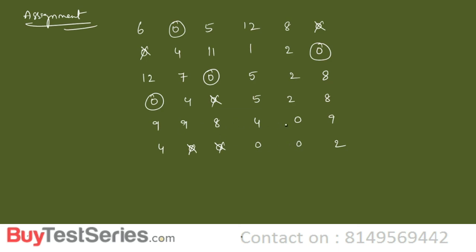Last but one row, how many zeros are there? One zero. So I can assign this. Then this gets cancelled. Then finally only one zero is left in the last row. This is also assigned. So 1, 2, 3, 4, 5, 6. Everything is assigned. I'll repeat it one more time.